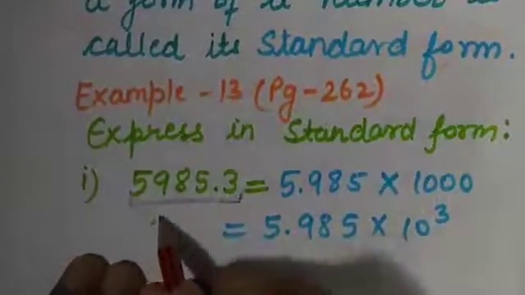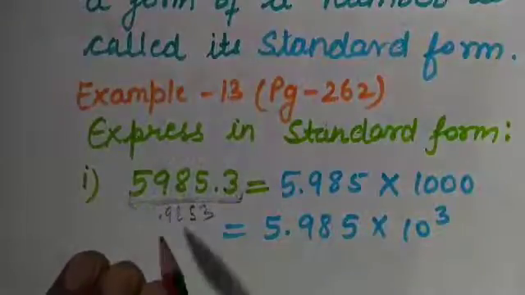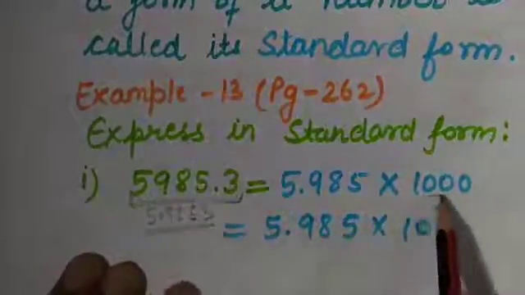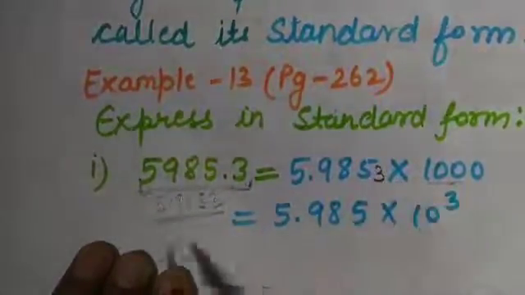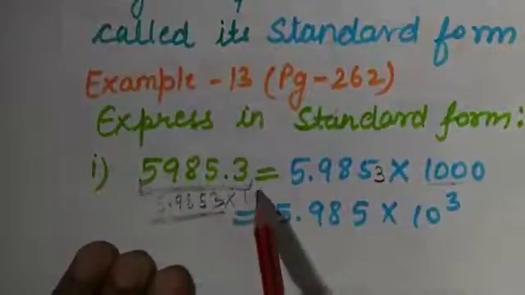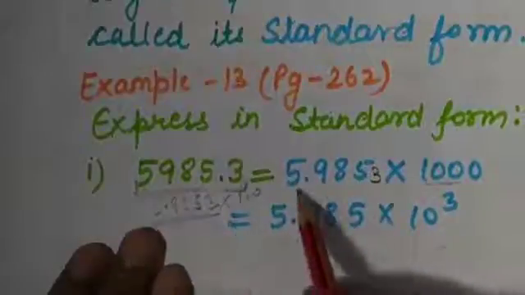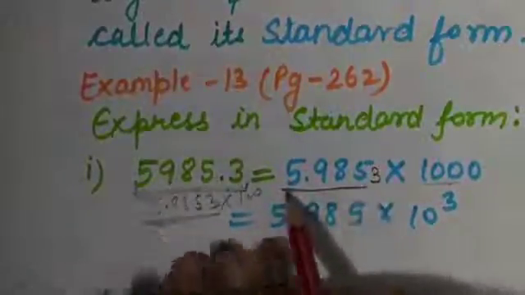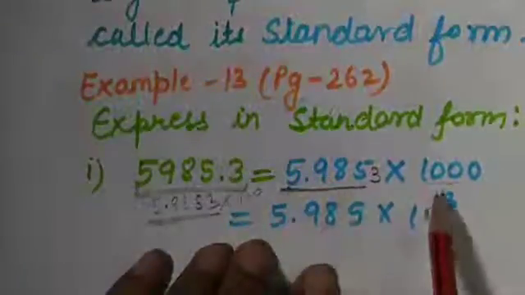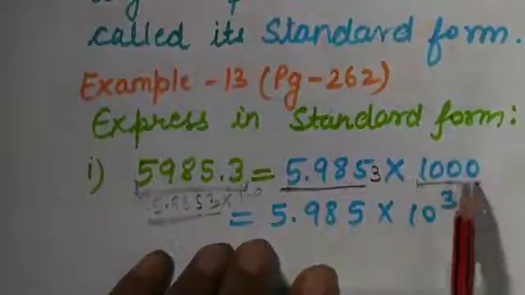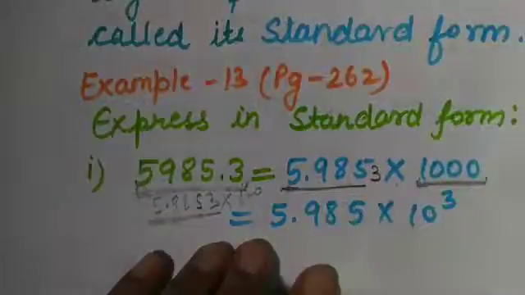This can be 5.9853. And how will you get this number? By multiplying by 1000. Because if I multiply this number by 1000, I will get the same number. Okay, so one thing you have to remember, you have to write one decimal number that lies between 1 to 10, and you have to write it including powers of 10.